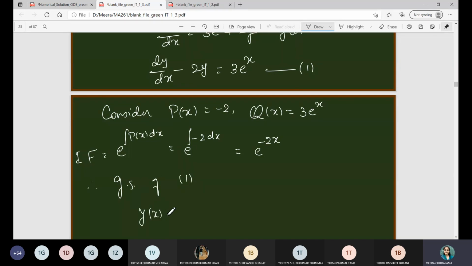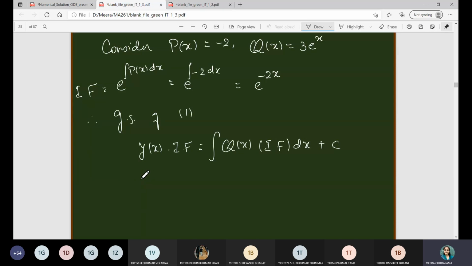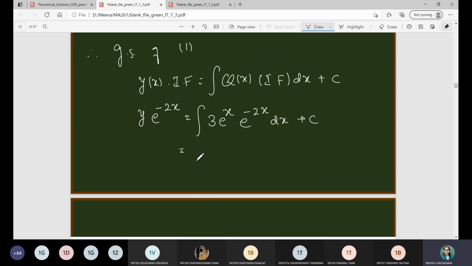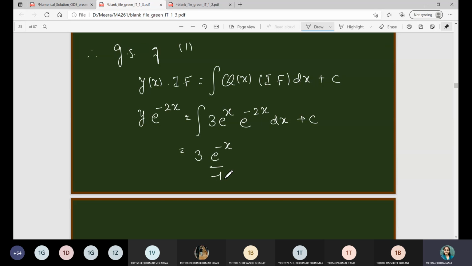Therefore the general solution is given by y of x into integrating factor is equal to integration of q of x into integrating factor dx plus c. So let us substitute these values. It will be y into the integrating factor, minus 2x, is equal to q of x, 3 e raised to x, times e raised to minus 2x dx plus c. So the remaining quantity will be e raised to minus x after simplification, and its integration is given by e raised to minus x upon minus 1.